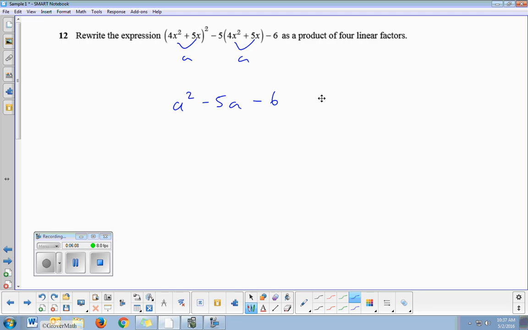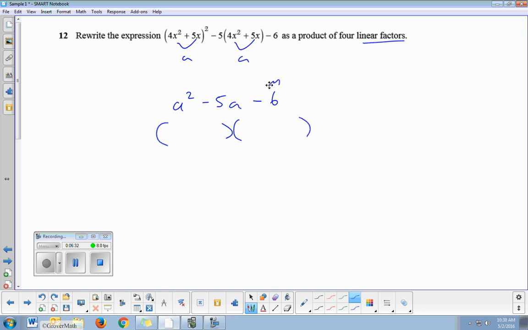And factoring that is simple. If I want to write something as linear factors, that's what we're doing, trying to get it to x plus 3, x minus 2, stuff like that. So if you recognize something being squared and then minus something times it, just pretend that's a for now and factor it as a. This is just very basic trinomial factoring.